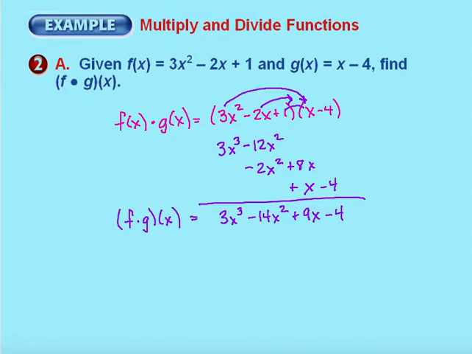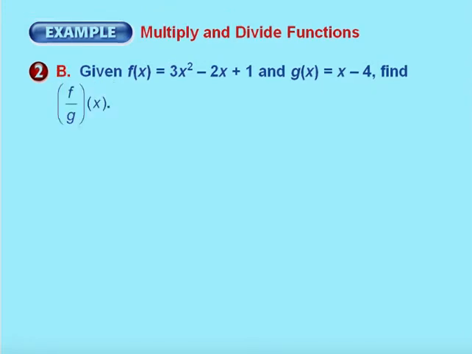Now we're going to use those same two functions once again, and we're going to do division. So I'm asking you to take f of x and divide the g of x function. So I have 3x squared minus 2x plus 1, and I'll have to divide this by x minus 4. Now I could see if this will factor for me, but I'm looking at my two factors. It doesn't seem that I can factor that in such a way that I would be able to divide that x minus 4 out.